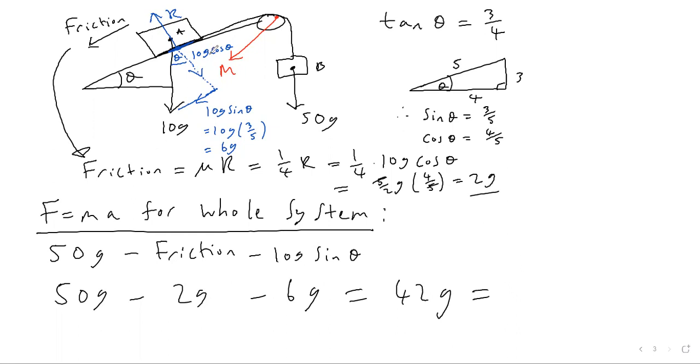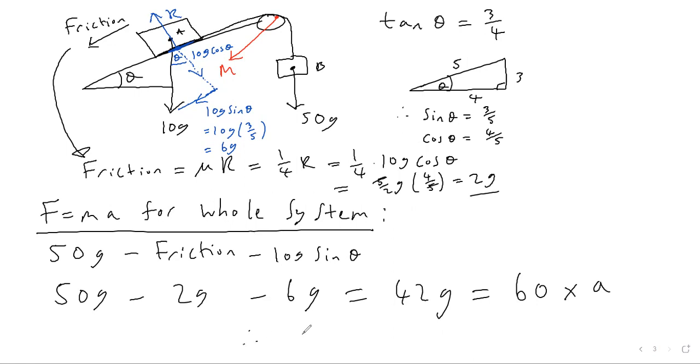So 42g, and that's equal to the mass of the entire system times by acceleration. So what's the mass of the entire system? The mass of A is 10, the mass of B is 50, so the mass of the whole system is 60. So remember, F equals ma for the whole system. The resultant force is equal to the mass of both blocks added up times acceleration, so 60 times by acceleration.